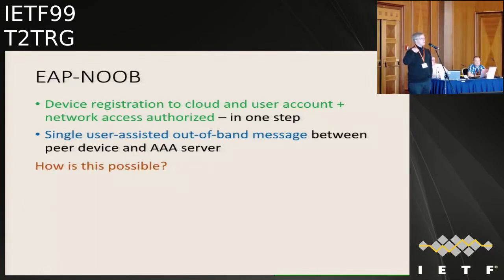Well, what did we do? There was a single user-assisted out-of-band message that went from the QR code, was scanned, went through the phone, and then through a secure HTTPS connection to the cloud server. And that is usually not possible, but of course, we use this AAA infrastructure and EAP to help us. So here is a picture of the architecture.